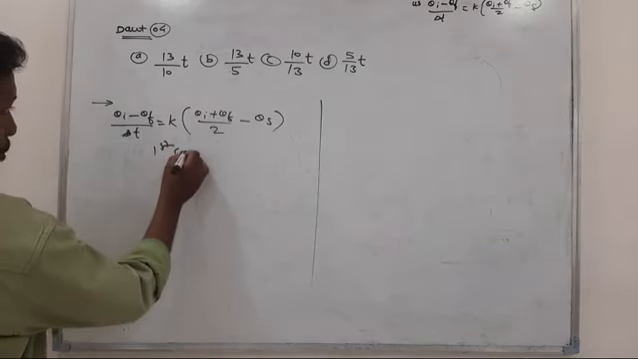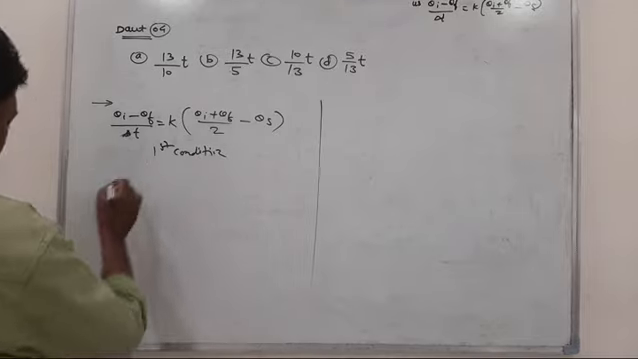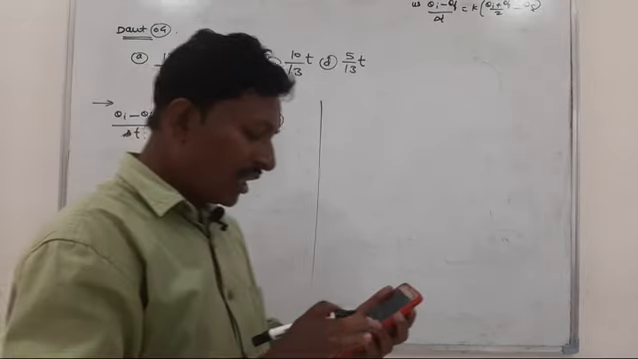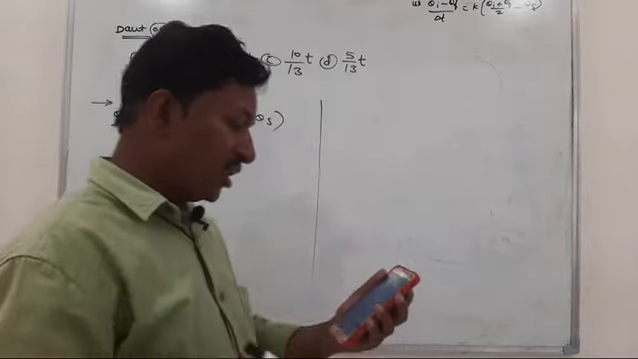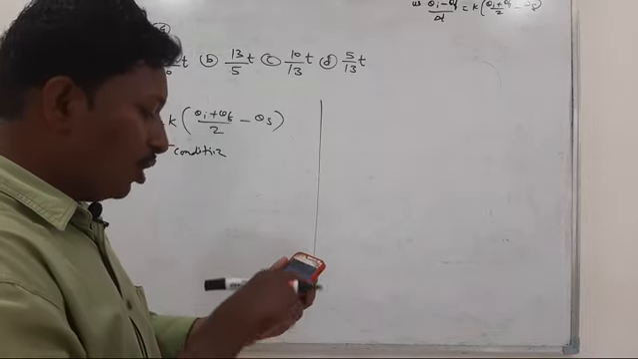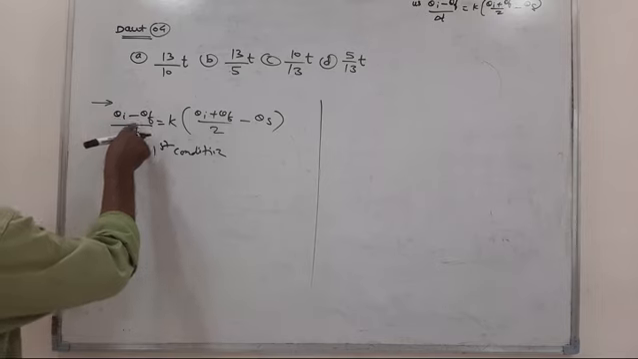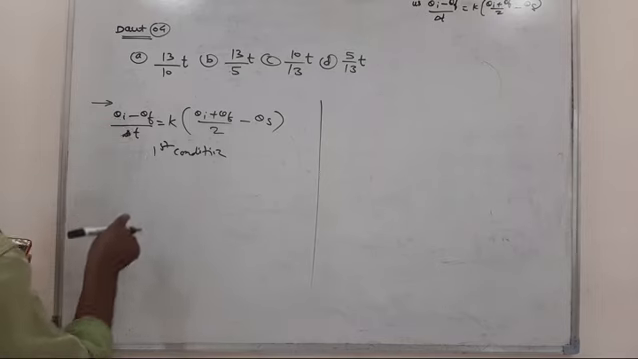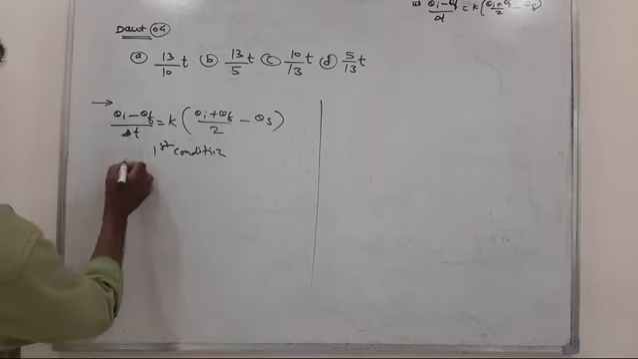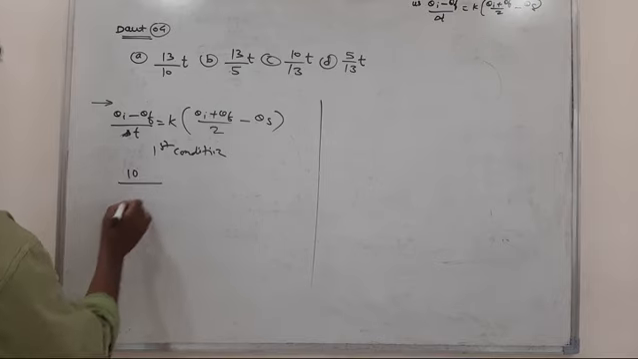There are two most important conditions given in this example. According to the first condition, a cup of coffee cools from 90 degrees Celsius to 80 degrees Celsius, that is theta initial is 90 and final is 80, so the change in temperature is equal to 10, right?